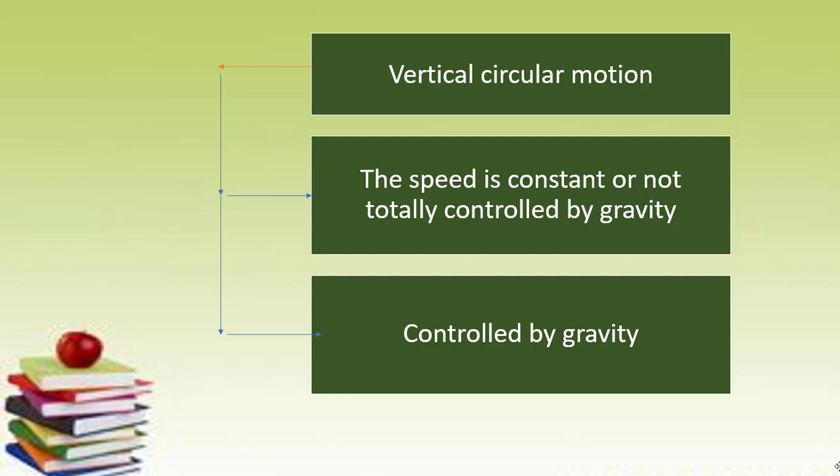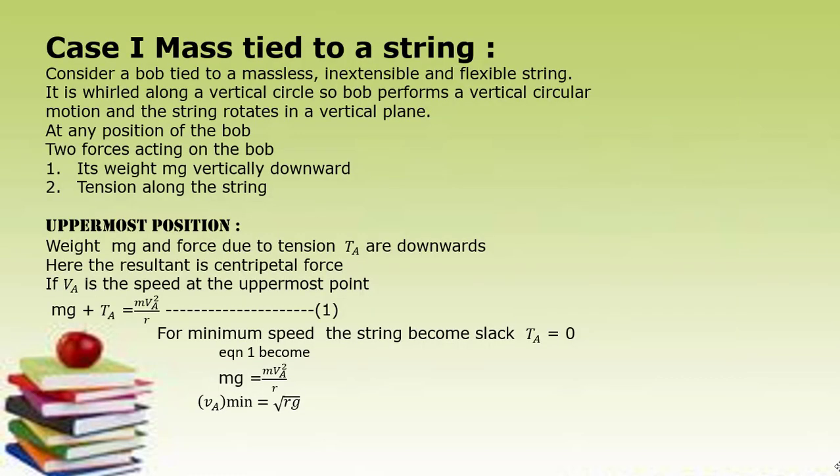Vertical circular motion means the speed is not constant, it is controlled by gravity. So one equation from that topic is case first, mass tied to a string. Consider a bob tied to a massless, inextensible and flexible string. It is whirled along a vertical circle. So the bob performs vertical circular motion and the string rotates in a vertical plane.